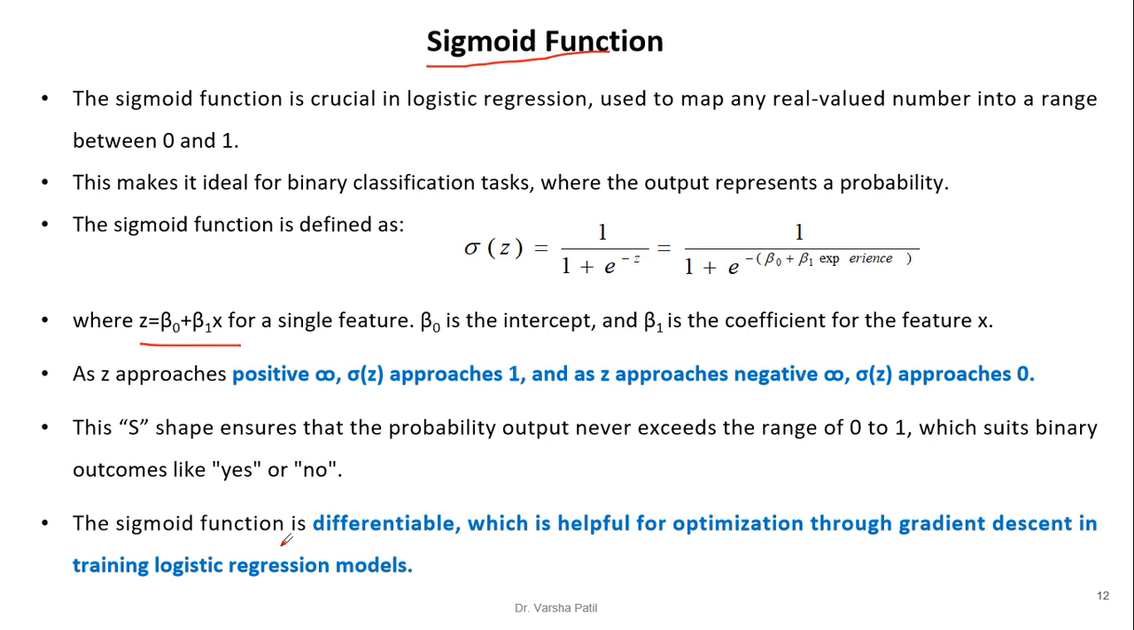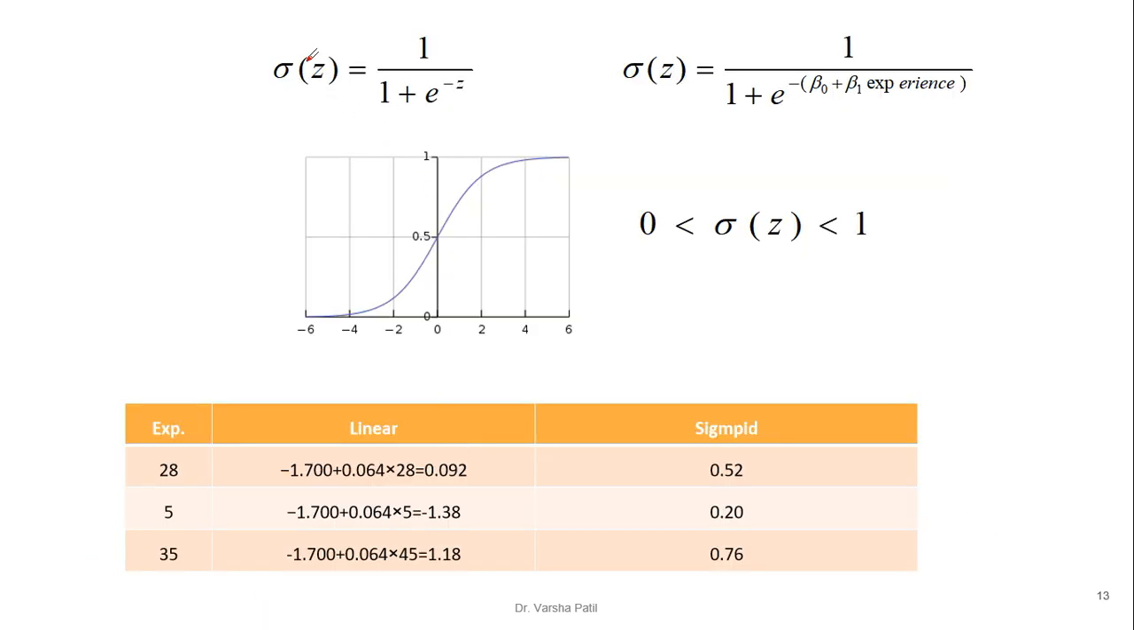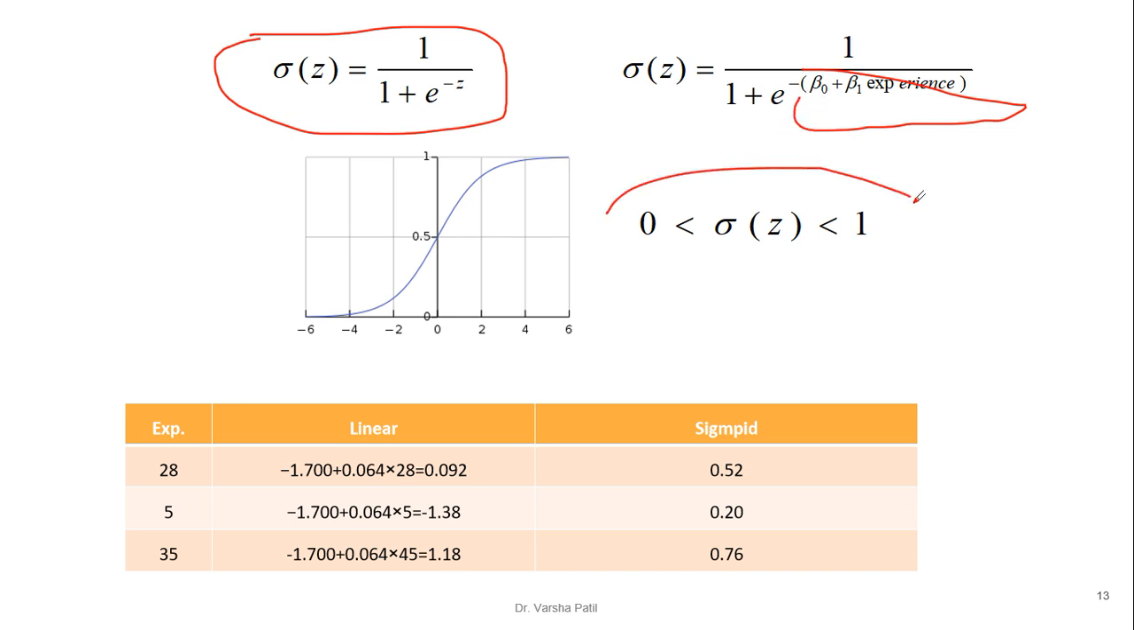The main advantage of the sigmoid function is that it is differentiable, which is helpful to optimize through gradient descent in training the logistic regression model. So this is the sigmoid function. It is represented like this: sigma of z equal to 1 upon 1 plus e raised to minus z, and here instead of z we are using our linear function, which is beta 0 plus beta 1 x, or experience, and this function guarantees that the output will lie between 0 and 1.